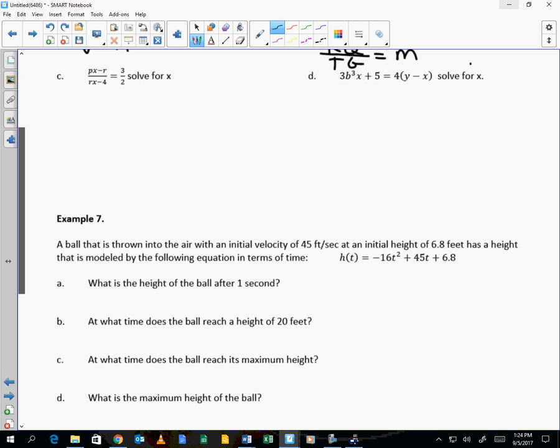I have to solve for x. Why is it more difficult to solve for x in this situation than solving for the other variables in the previous two problems? Yeah, there's two x's, isn't there? It's not just one x. There's a couple of them. So here's a way that we isolate the x. First of all, we're going to cross multiply. And when we cross multiply, we get 2px minus 2r is equal to 3rx minus 12.